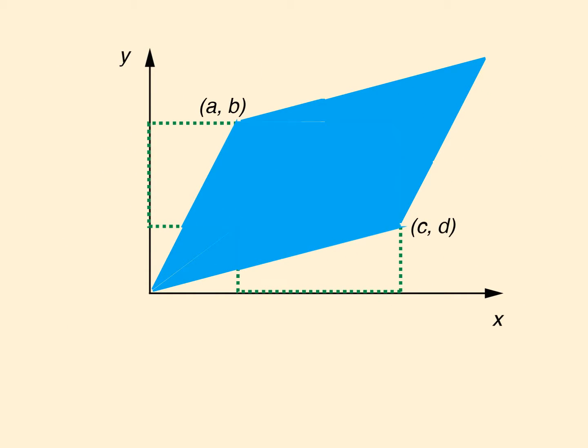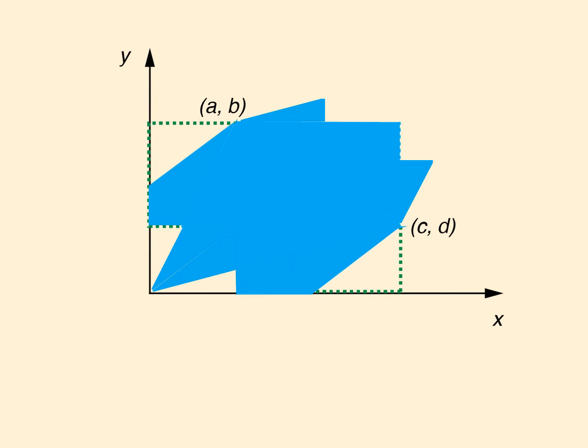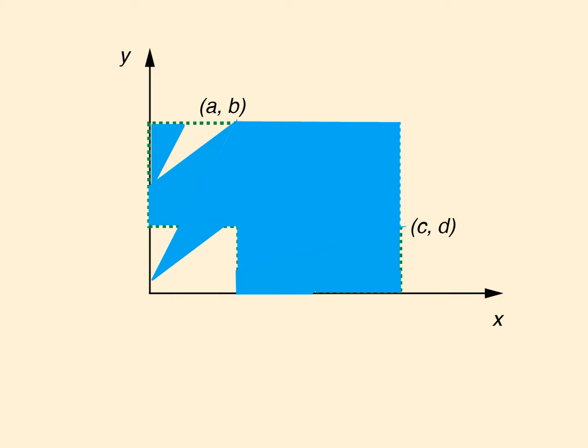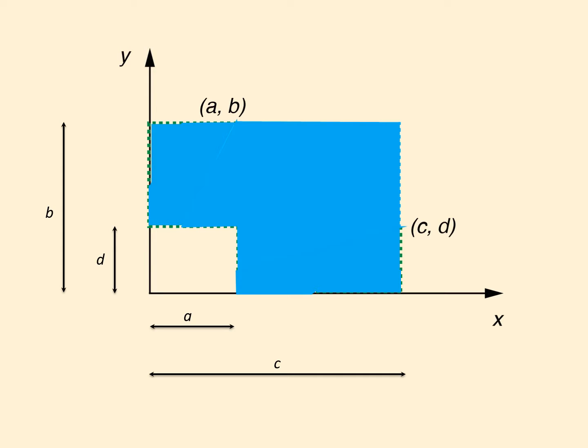Take a parallelogram with corners at C, D and A, B, and by moving parts around of this parallelogram, we can show that it is equal to the difference of two rectangles. So let's have a look at this. So the parallelogram has now been transformed into this shape, which can be seen to be the difference of two rectangles, a large rectangle minus the small one. And if we have a look at the lengths of these shapes, the large rectangle has area b times c, and the small rectangle has area a times d. And so the area is bc minus ad.